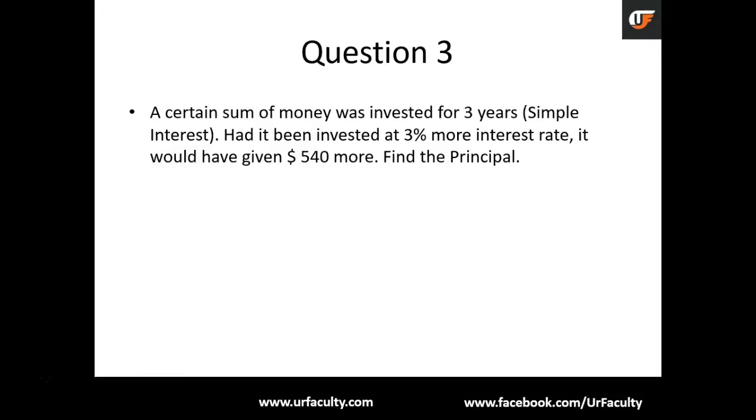A certain sum of money was invested for 3 years. Simple interest, that's the keyword here. And had it been invested at 3% more interest rate, it would have given 540 more. So we need to find out the principal. So the keyword here is that there was a rate of interest R and there is a rate of interest R plus 3%. And what they are saying is the difference of both these will get you 540 more.